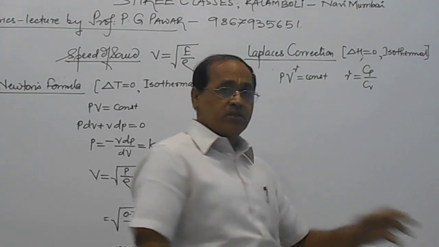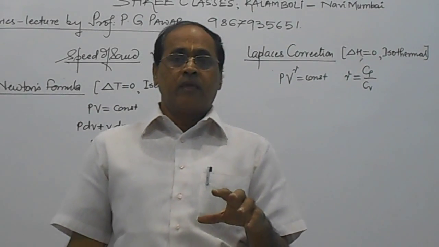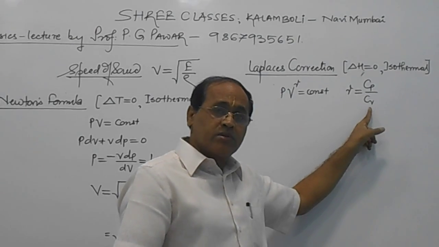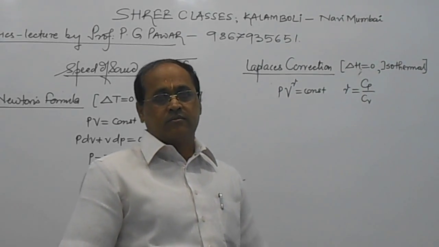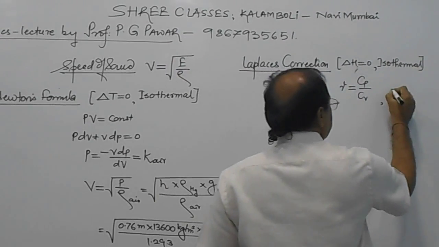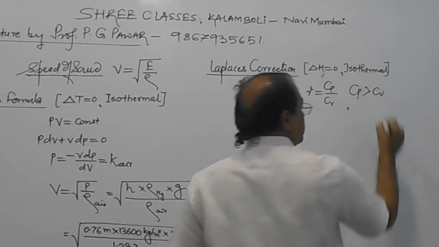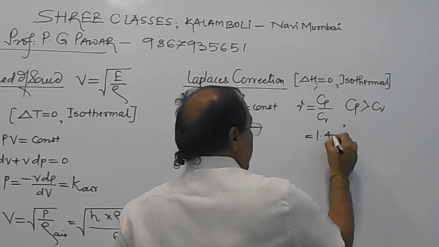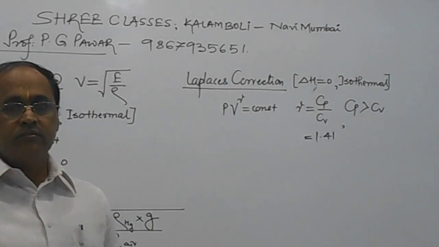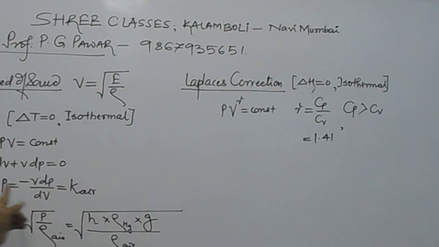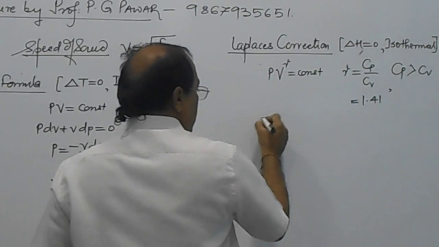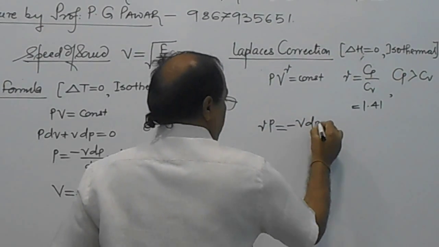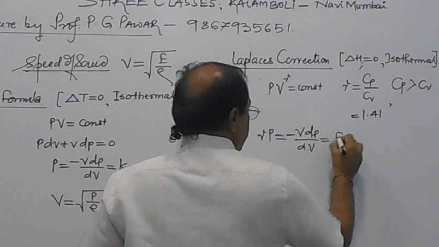And Cv is the specific heat of a gas. It is the amount of heat required to raise the unit mass of a gas through one degree when volume is kept constant and pressure is allowed to change. You can see in thermodynamics, Cp is greater than Cv. And this ratio for air is roughly 1.41. If we differentiate this equation, you will come to know that γP equal to minus VdP upon dV, and that is the elastic constant of the air.